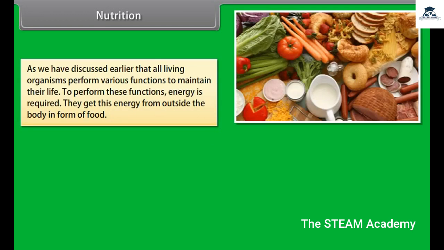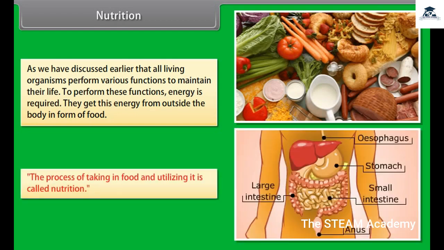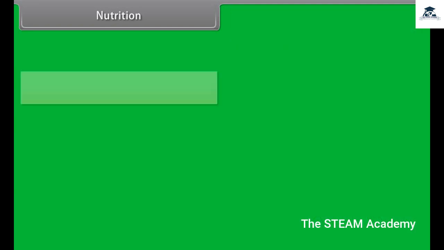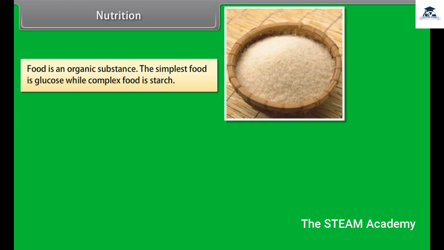Nutrition. As we have discussed earlier, all living organisms perform various functions to maintain their life. To perform these functions, energy is required. They get this energy from outside the body in form of food. The process of taking in food and utilizing it is called nutrition. Food is an organic substance.